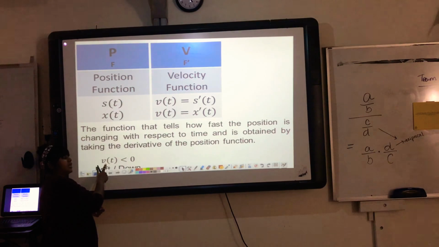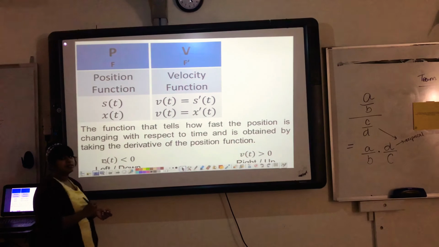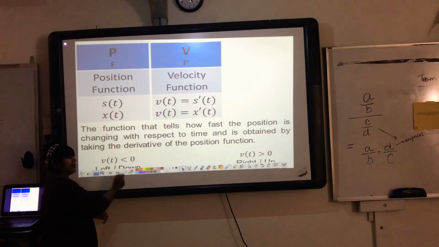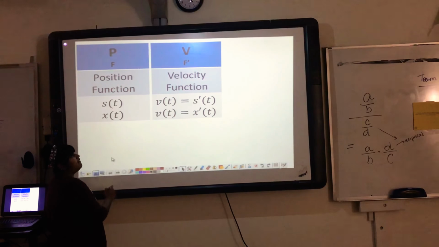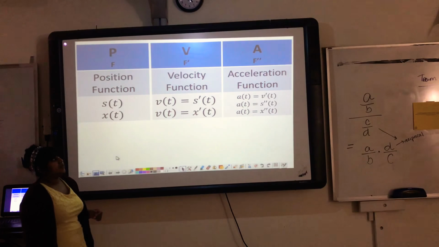What else? If velocity is negative, we're going left or down in a negative direction. If velocity is positive, we're going right or up. What happens if velocity is 0? We are at rest.